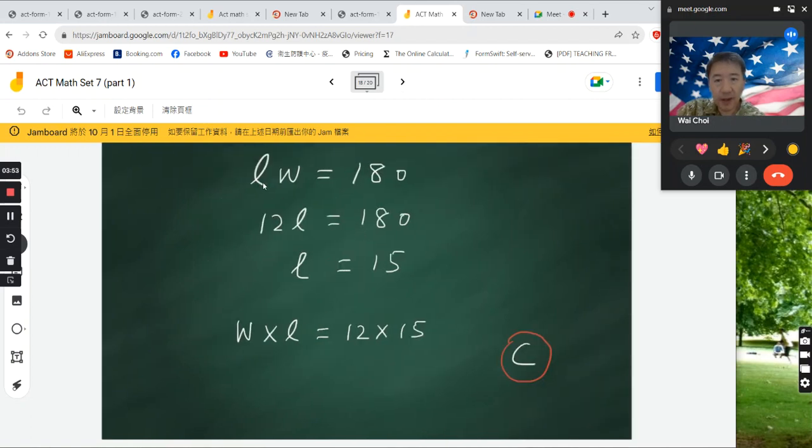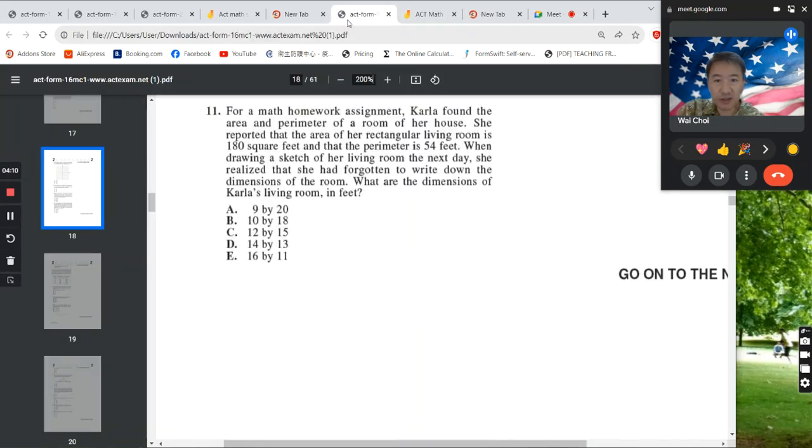Right? L times W is 180. Width is 12, so 12L is 180. The length is 15. So the dimensions of this rectangular living room are 12 by 15. So the answer is C.